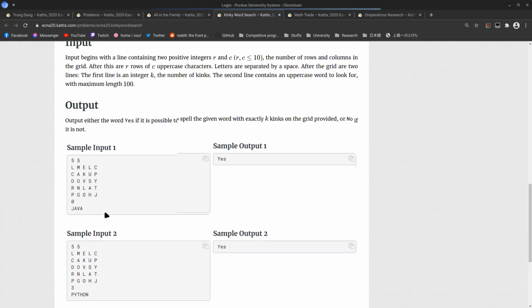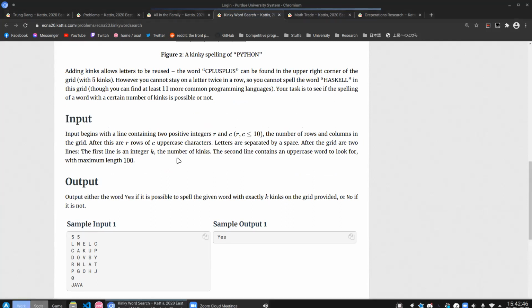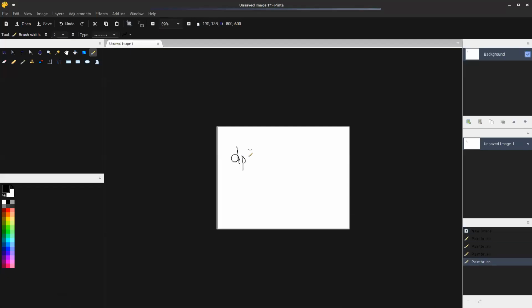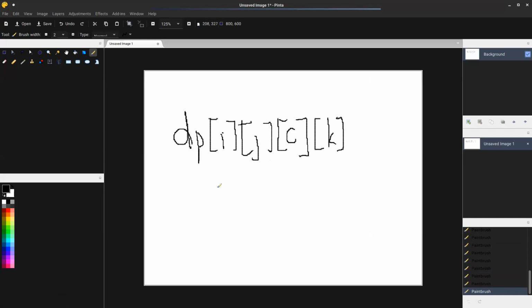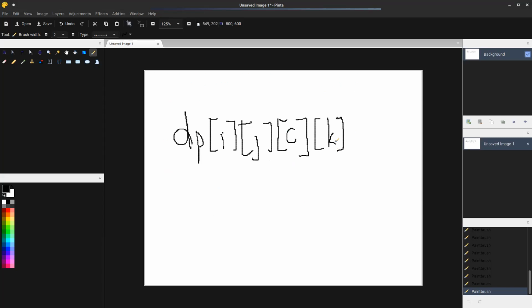So the grid is pretty small, 10 by 10, and the size of the string is also pretty small, like 100. So I immediately came up with the idea of having a DP where I define DP[i][j][c][k]. This means: can I, standing at (i, j), having searched the first c letters from the word already, with the current kinks I have being k.